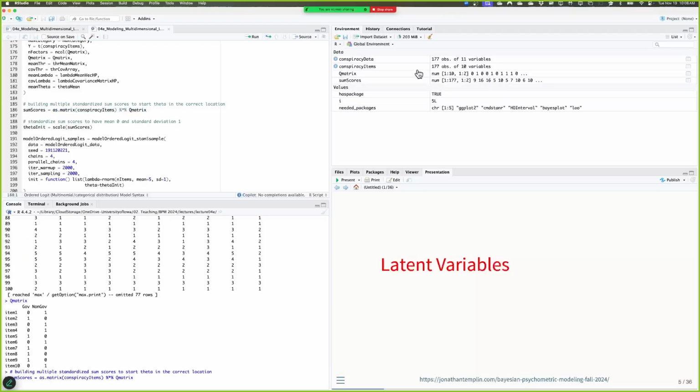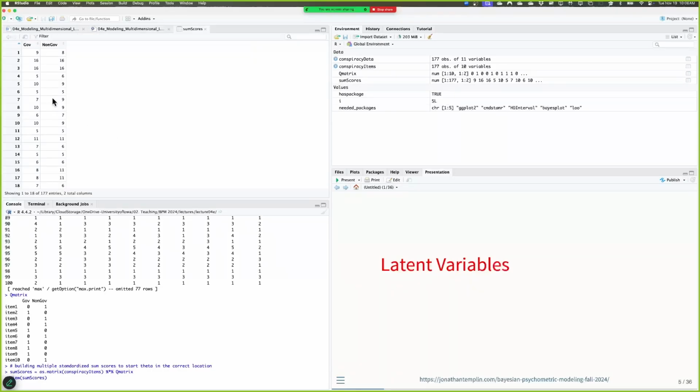But here, if I run that, then sum scores looks like this, right? Our data matrix is number of observations in the rows, number of items in the columns. Our Q matrix is number of items in the rows, number of latent variables in the columns. So here, 177 by 10 is our data matrix. 10 by 2 is our Q matrix. When we put the two together, we get a 177 by 2 output of sum scores. And that's our sum scores right here.